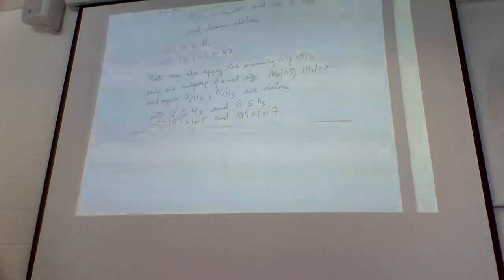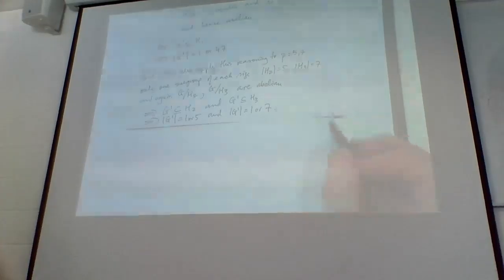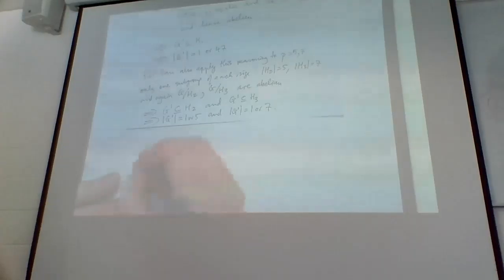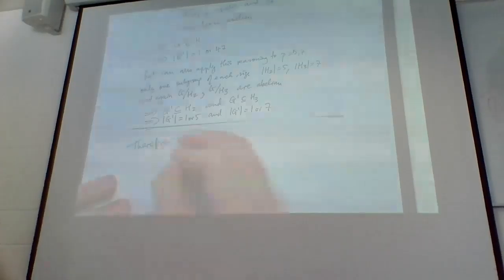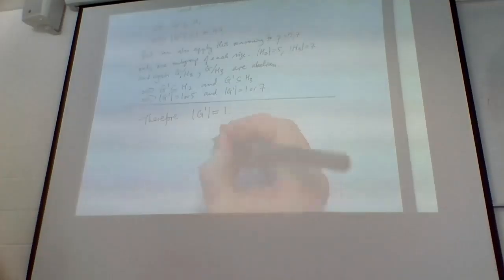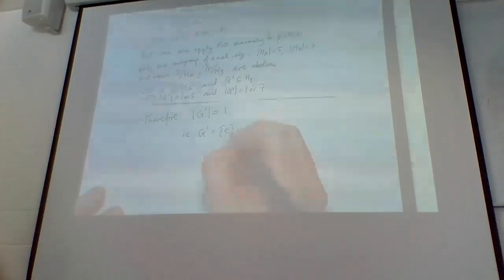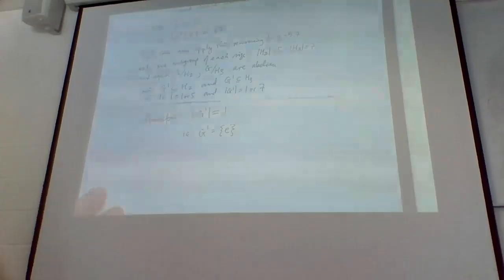So how can all these conditions on the size of the commutator subgroup be resolved? Here we've said it's 1 or 47. Here it's 1 or 5. Here it's 1 or 7. So what must it be? Well, it can only be 1. So it's a subgroup of size 1, and we know exactly what it is. It's just the identity.